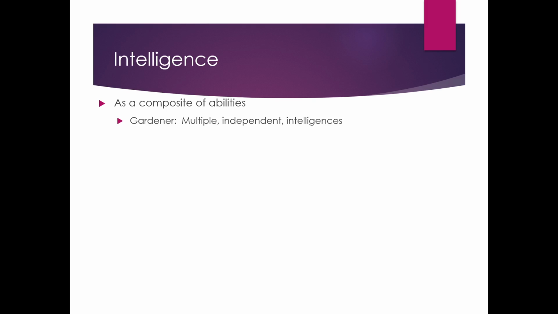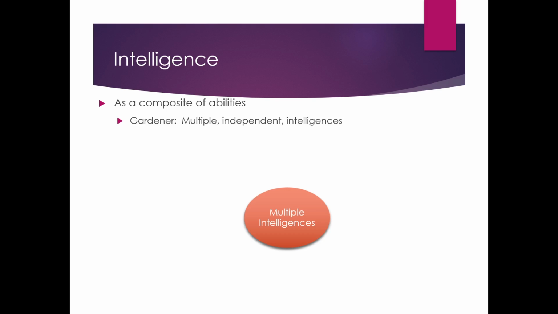A lot of educators really like Gardner's theory of intelligence. His basic premise is that we have multiple different kinds of intelligences and that they're all independent of each other. So let me show you a little diagram. This will help you to visualize, and I'll explain each of the different kinds of intelligences as we go.